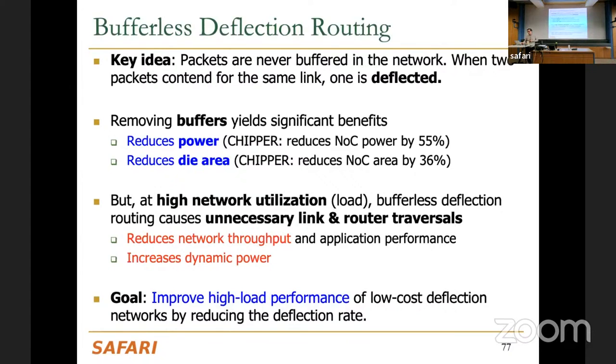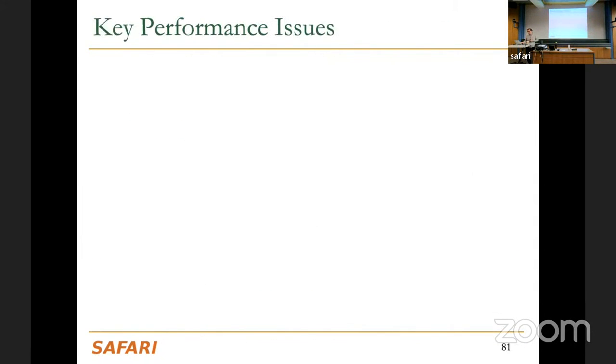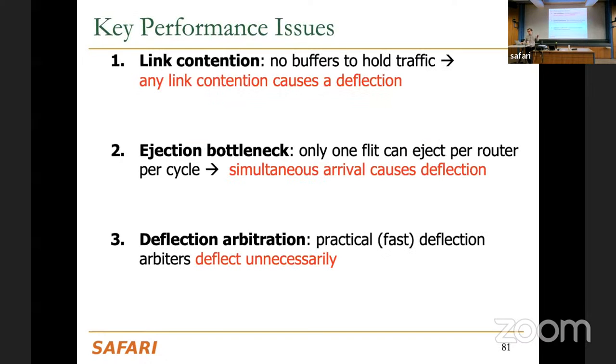I think we already talked about a lot of these. Now let's talk about some of these ideas. So we've already talked about all of these, so I'm going to skip through them. Basically, there are three key performance issues. One is link contention. Any link contention causes a deflection, essentially, because there are no buffers. This is actually very extreme, if you think about it. Why would you not add some buffers if you can add them off the critical path? That's the idea over here. That's the major idea. That's why it's called minimally buffered, right?